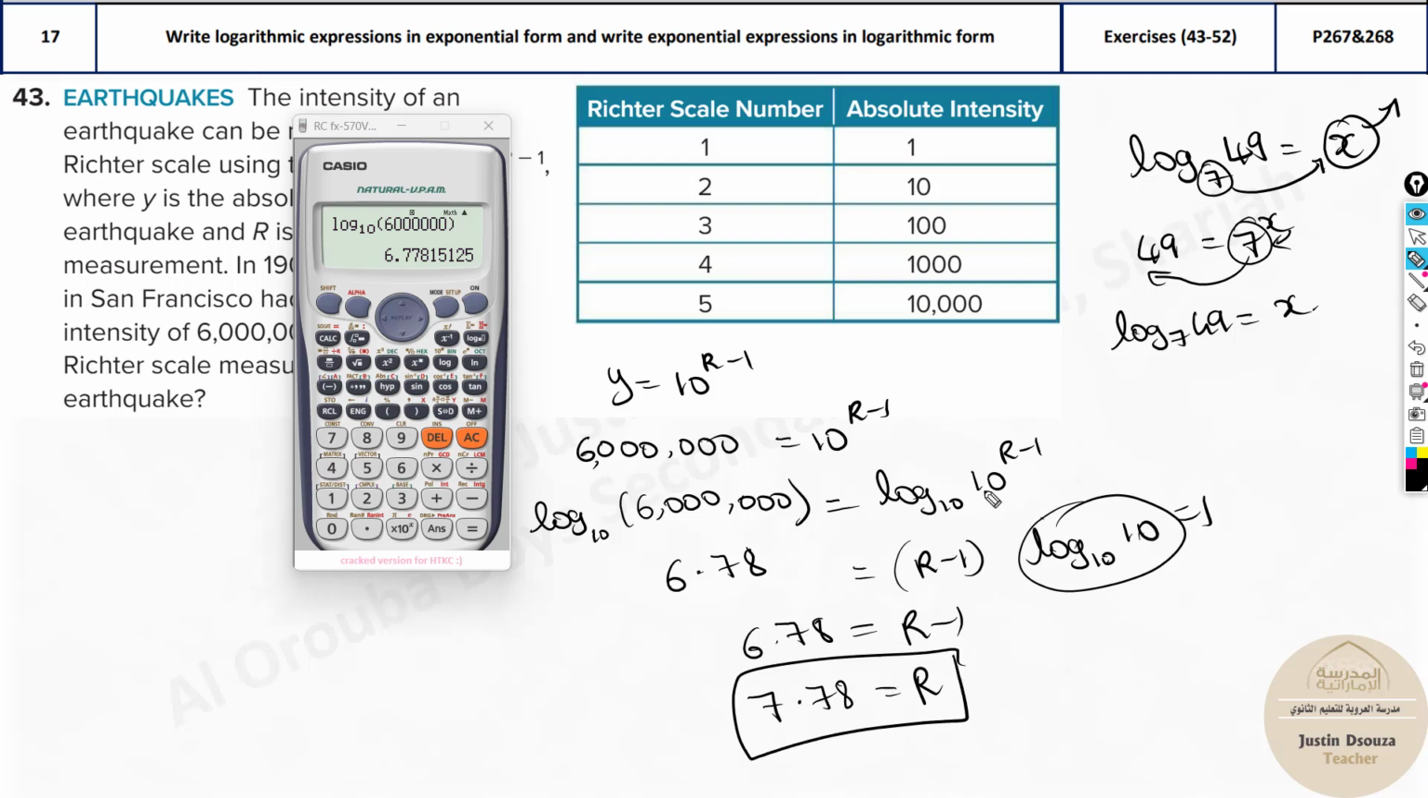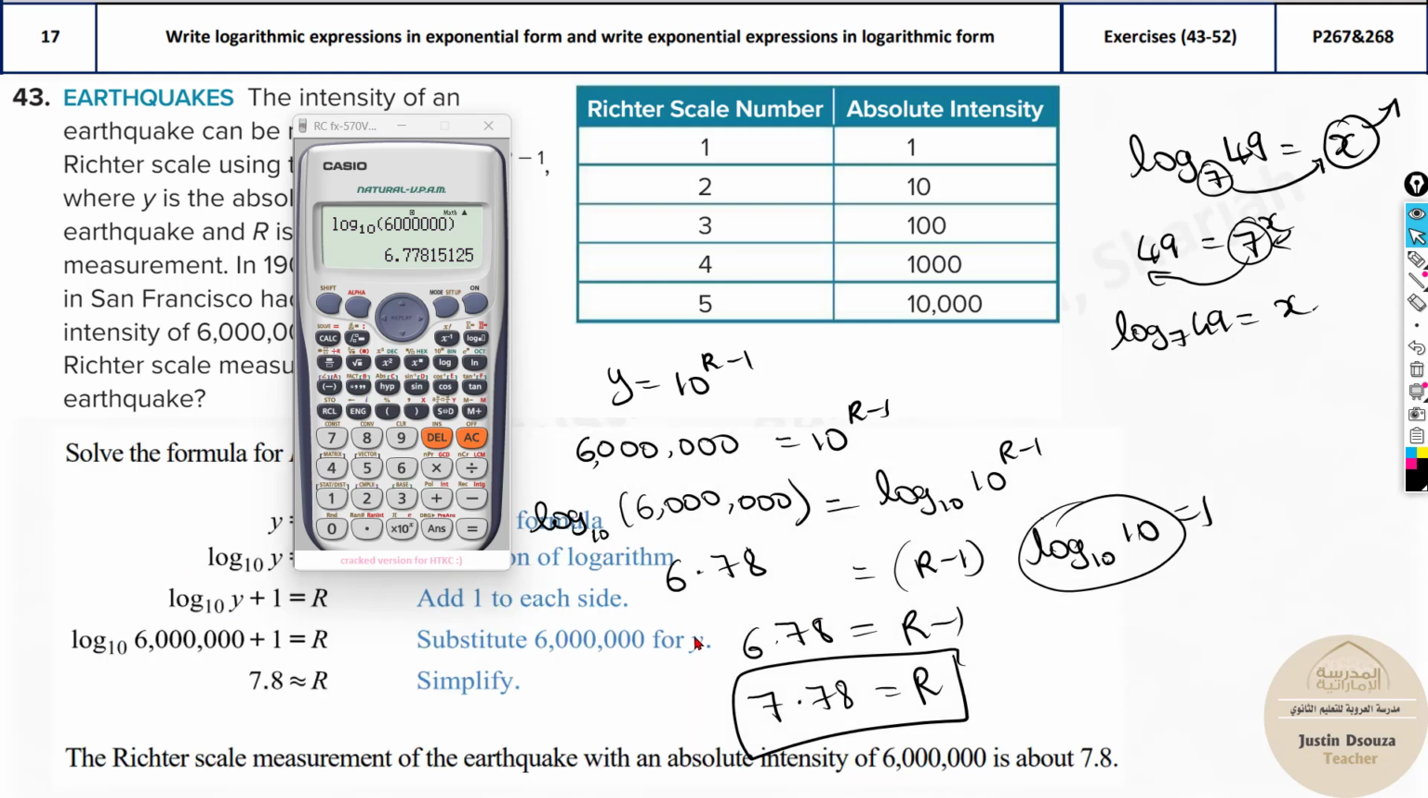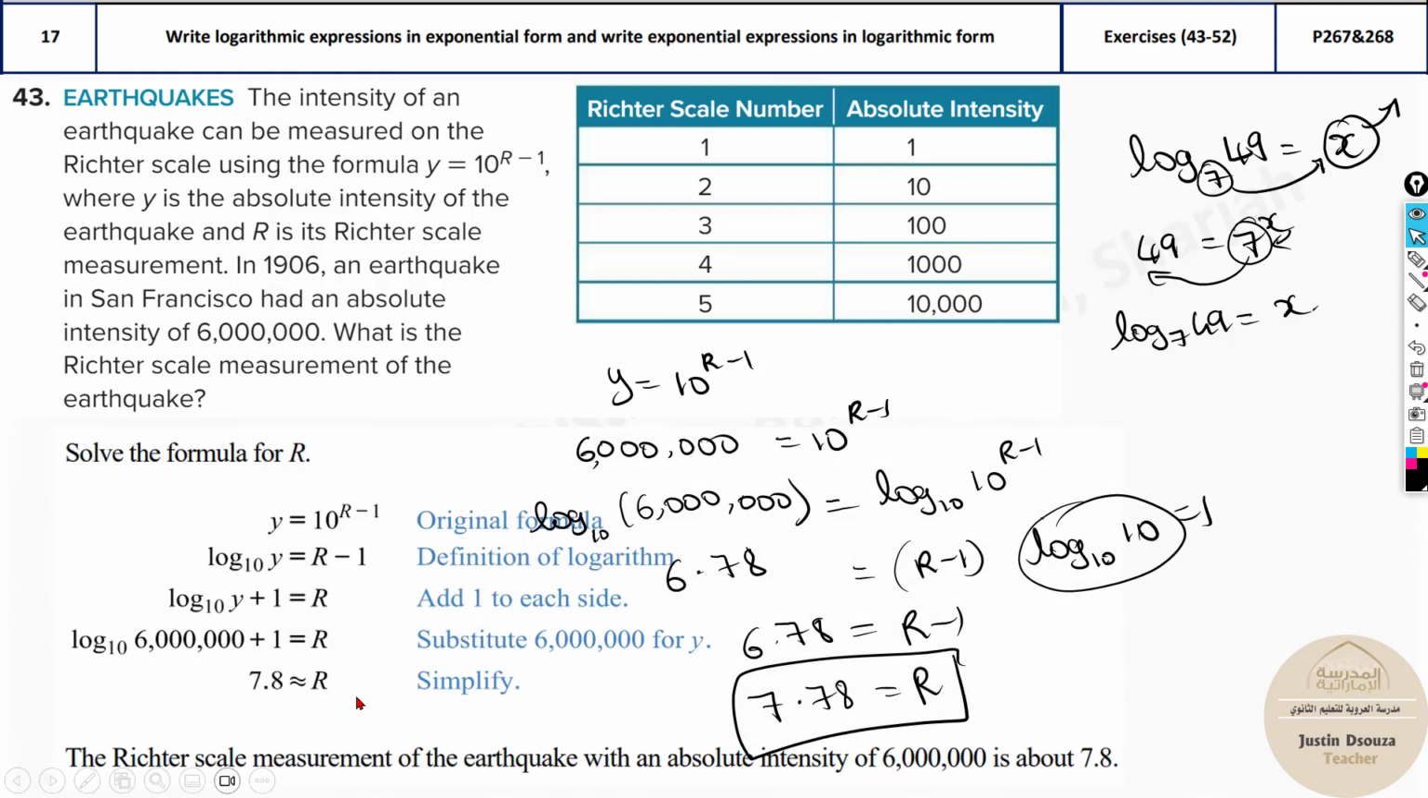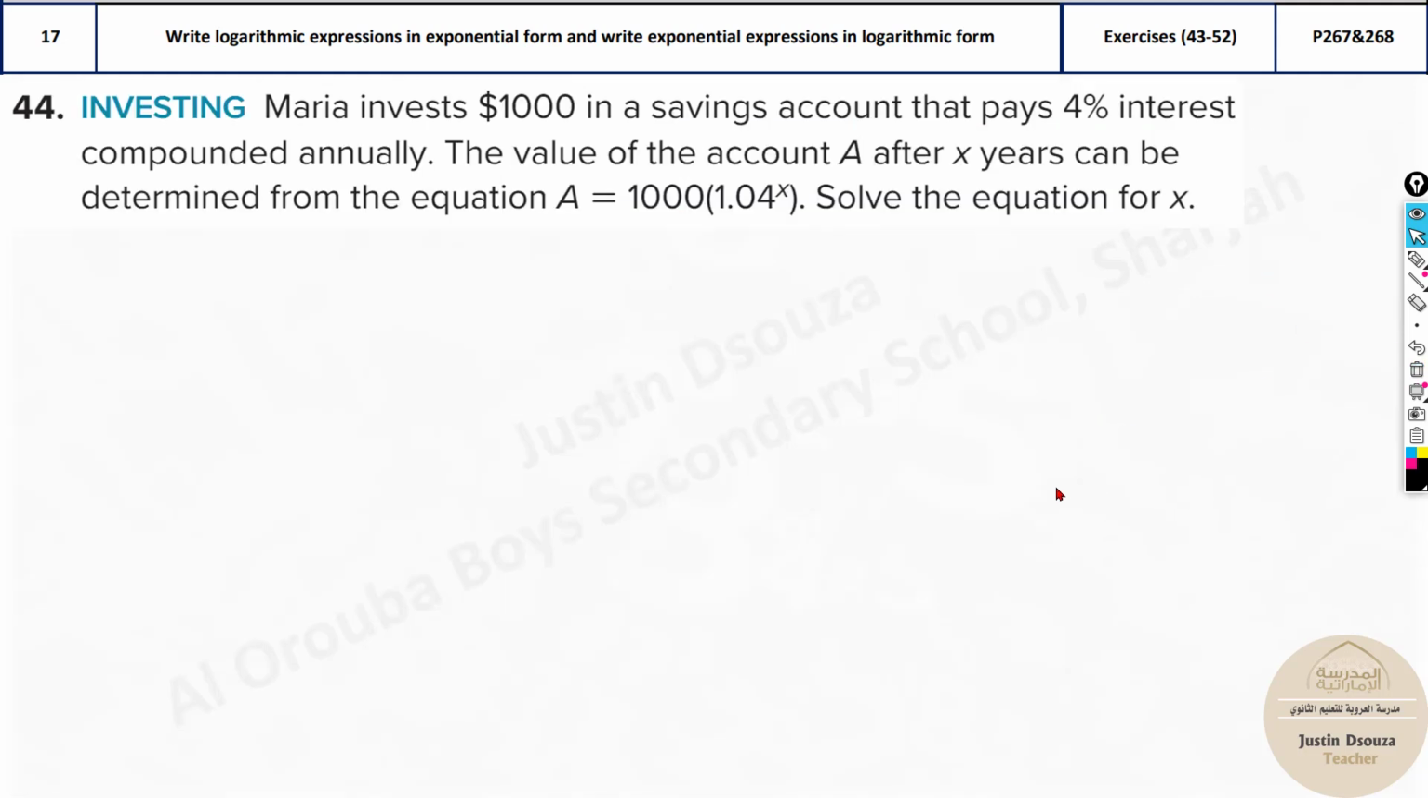That's it. So I hope this is clear. Let's just check the answer. Yeah, it's 7.8. That's the answer. This conversion is crucial.